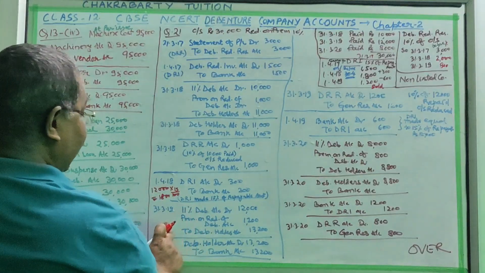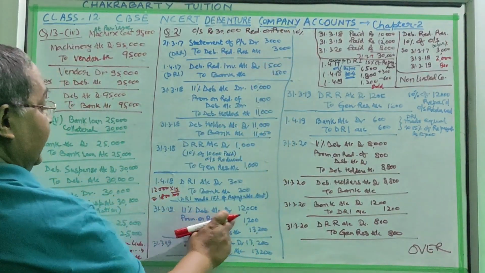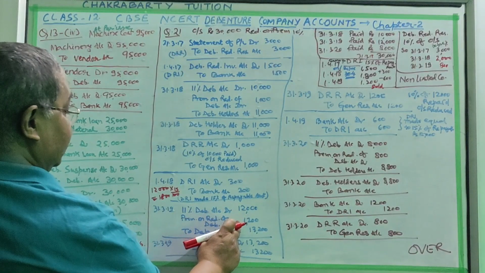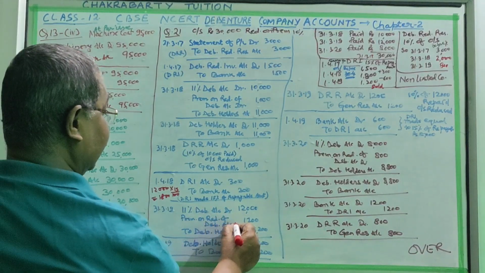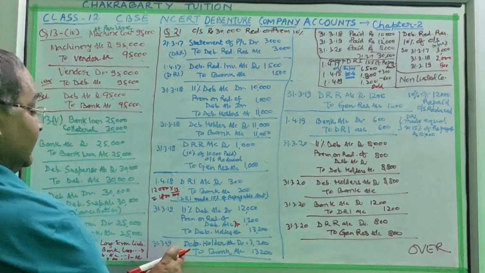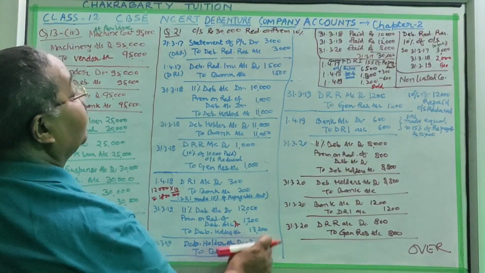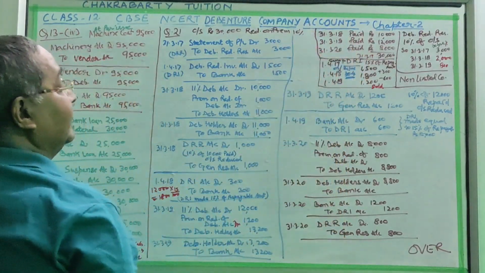Now while paying, on 31/3/19 will come and you will pay. Debenture account debit, premium on redemption account debit, to debenture holders account, and debenture holders account debited to bank account. On premium 10% you will pay, this is for 12,000 rupees debenture.